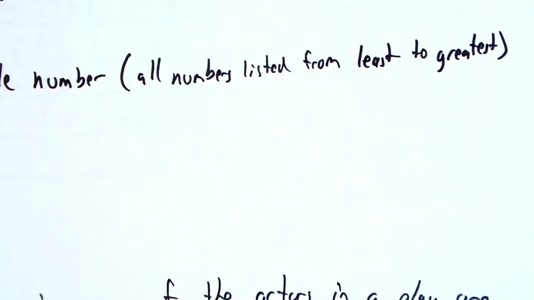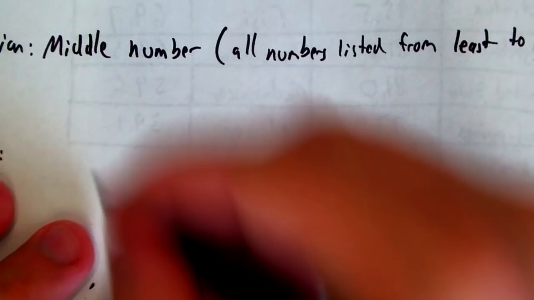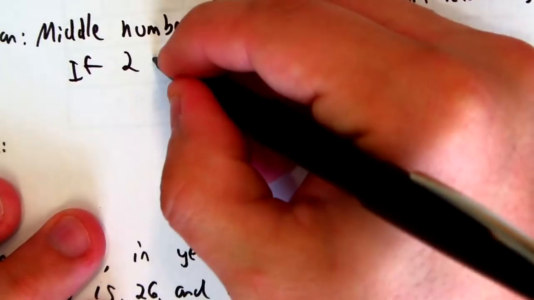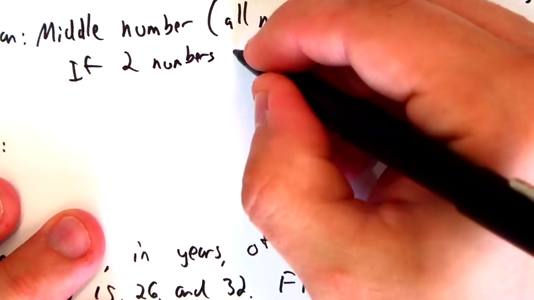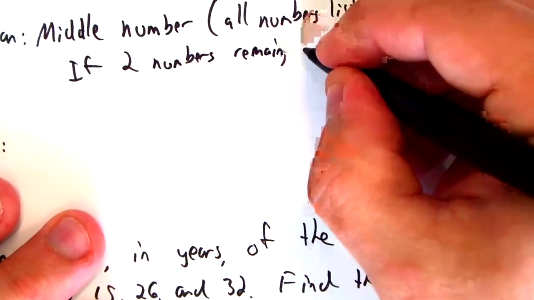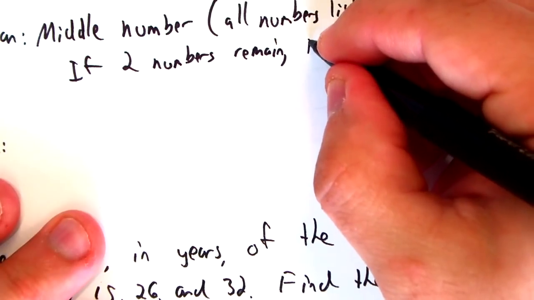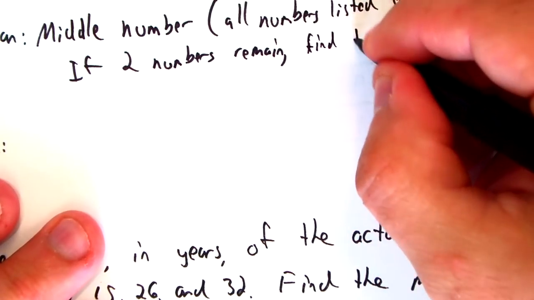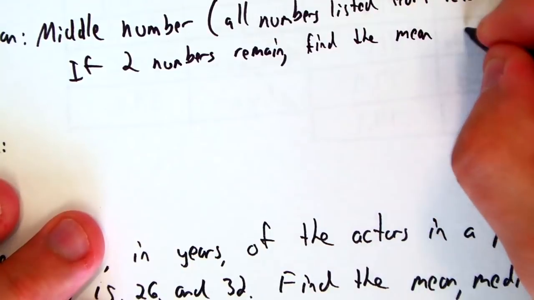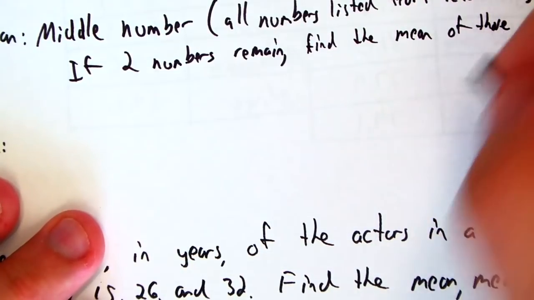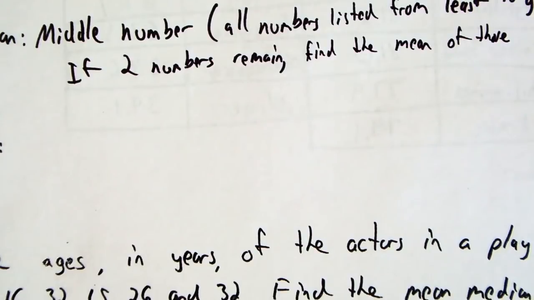Now, sometimes it's going to happen where it falls between two numbers. When you get down crossing off on each side, and I'll show you how to do that in a little bit here, there are going to be two numbers left in the middle sometimes. So if two numbers remain, find the mean of those. And then that's your median. And I'll show you how to do that again here in just a little bit.